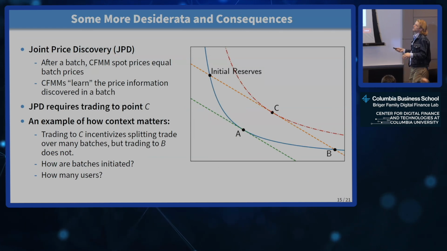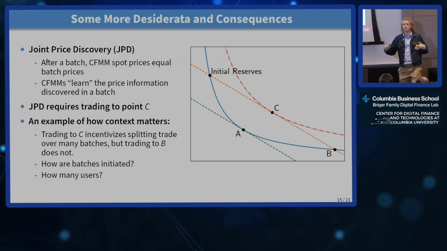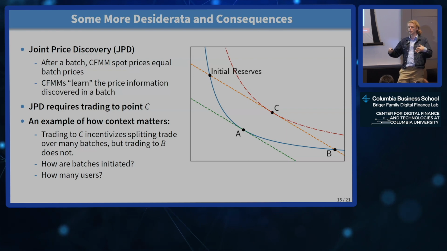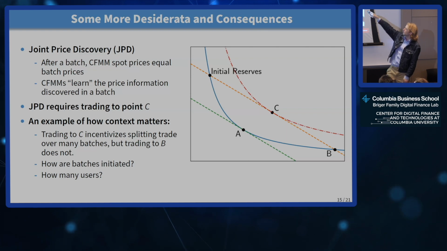What else might we think about getting? Well, you might like the CFFMs to learn something about the price of the assets in the batch. You might say that the spot price of the CFFM should be equal to the batch price after the batch. That sort of implies that you have to trade to this point C on the graph.